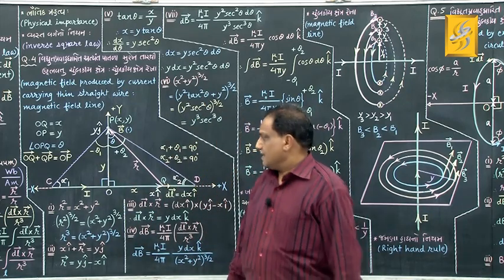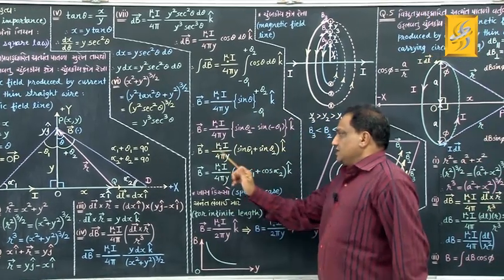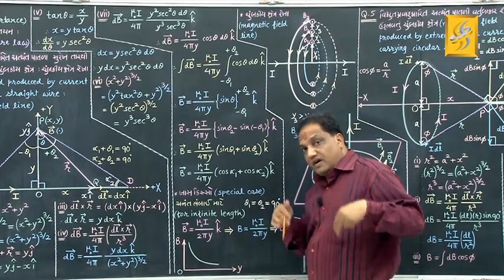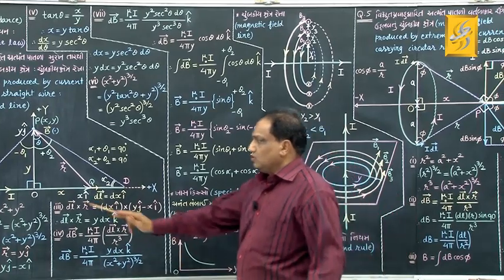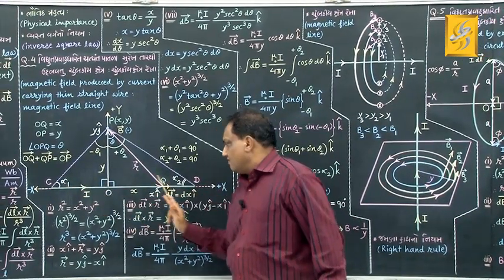Correct? Fine. Now, similar formula we can obtain in terms of other values of angles, and those other angles are shown here, alpha 1 and alpha 2.